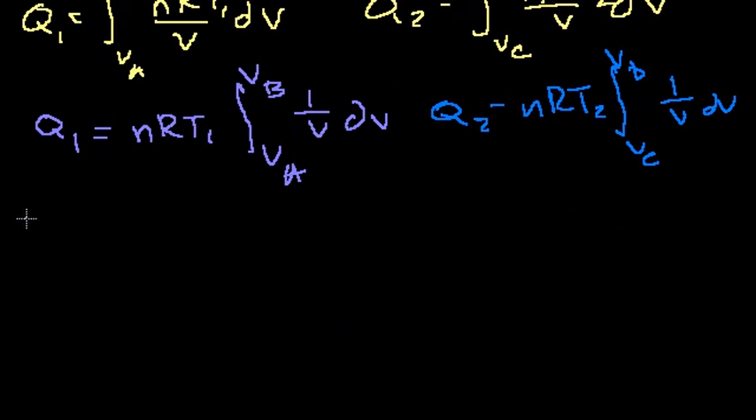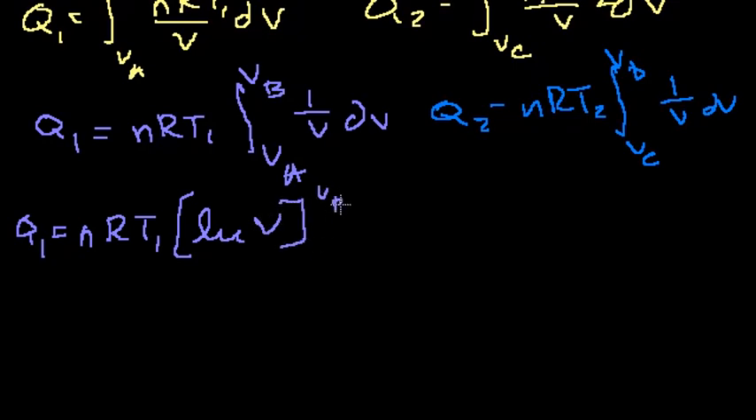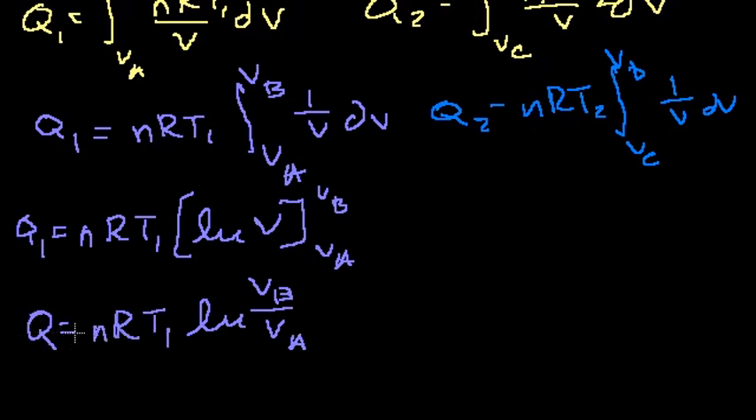So we get q1 is equal to nRT1 times the natural log of V evaluated at Vb minus it evaluated at Va. And q2, well, let me just solve this whole equation right here. So this is equal to what? This is equal to the natural log of Vb minus the natural log of Va, which is the same thing as the natural log of Vb over Va times nRT1, and all of that's equal to q1.